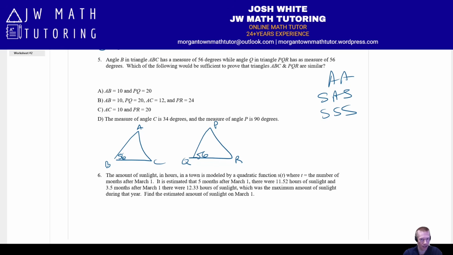Okay, answer choice A. AB equals 10 and PQ equals 20. So far we have one pair of angles and one pair of sides, but that's not enough. So therefore, this answer choice is not sufficient.